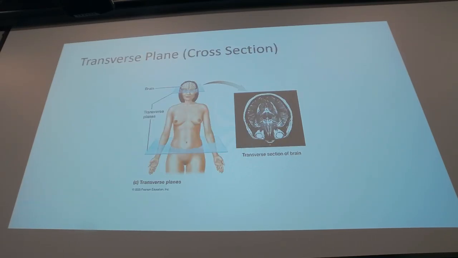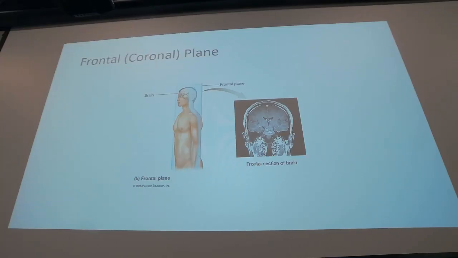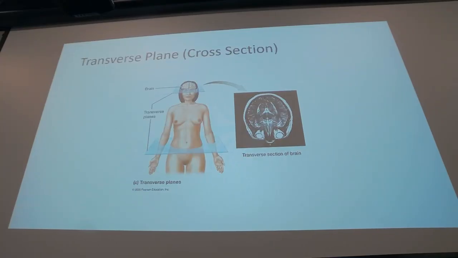So that's the frontal. Transverse or cross-section basically divides the brain or any other organ into a superior and inferior region. In this case, this imaging is from a transverse section of the brain. And if you see, it looks very different from this.